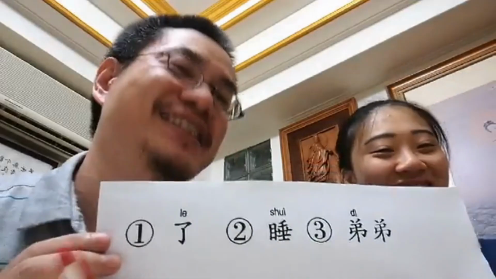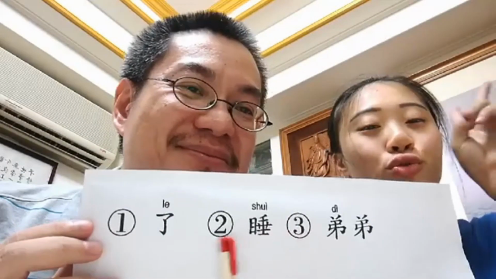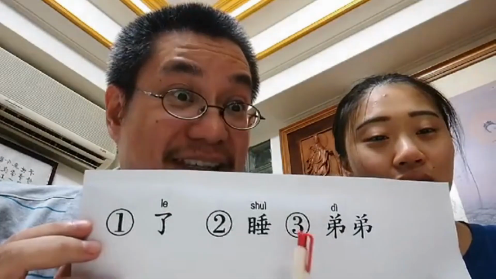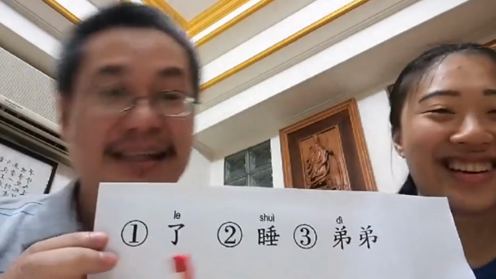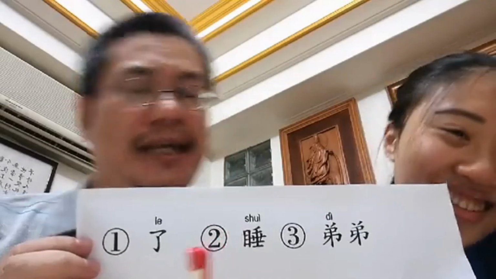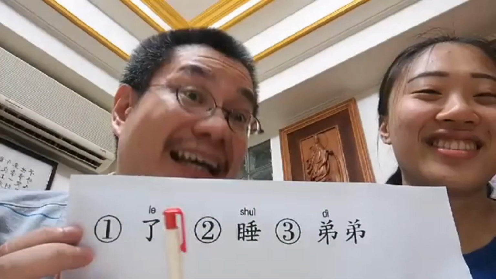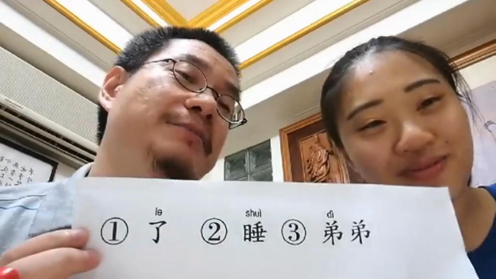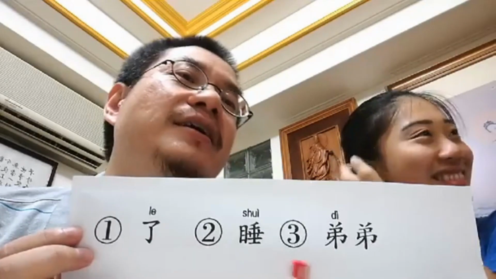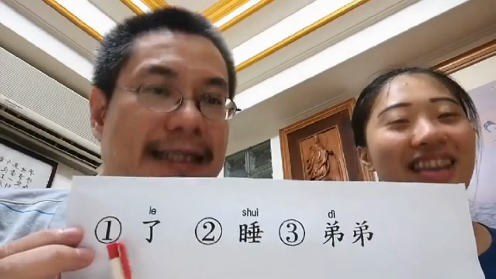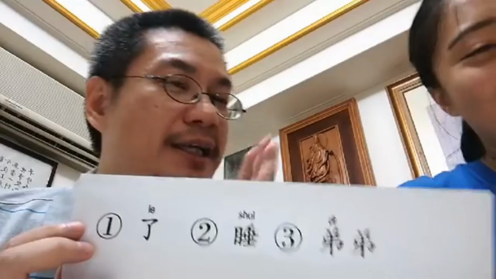So Abby, tell us what's the answer. In Chinese it is 弟弟睡了, like my little brother slept, or my little brother has slept. Let's read it again. 弟弟睡了. So the correct answer is 3 2 1. I hope you get the correct answer. Okay, so Abby, do we have the second question?